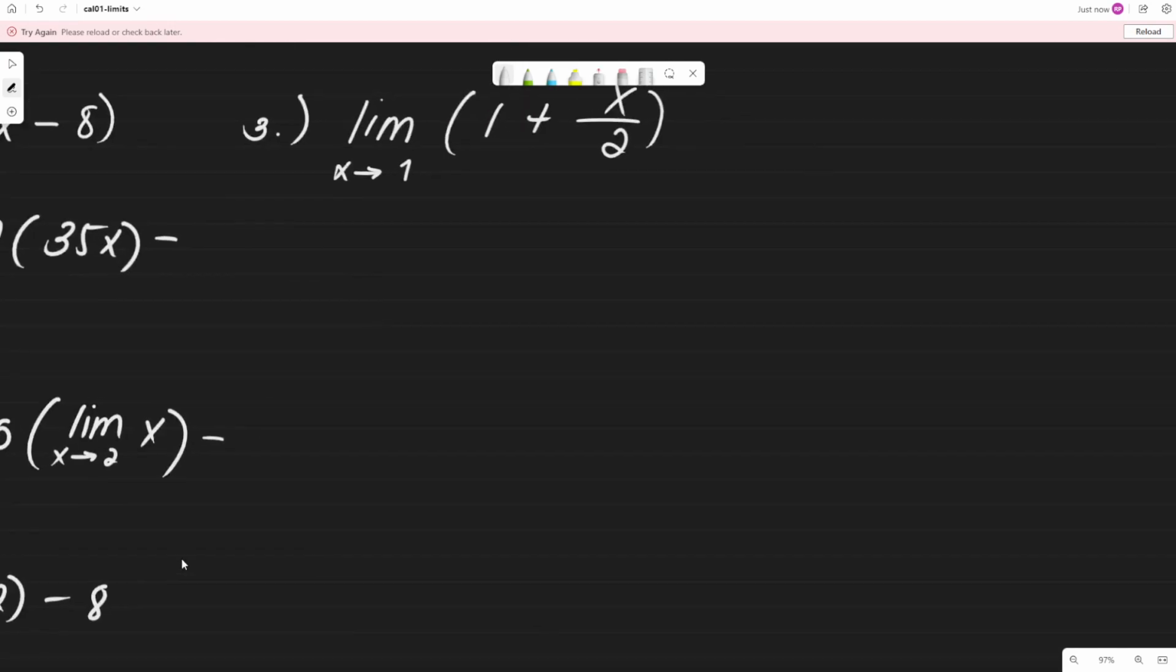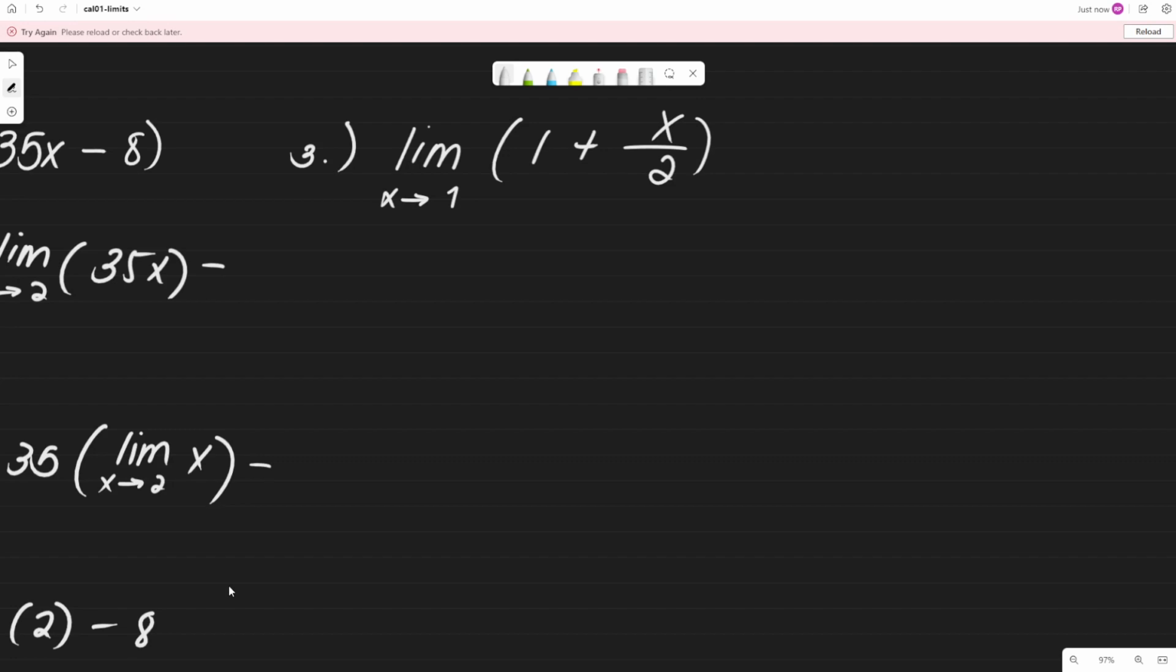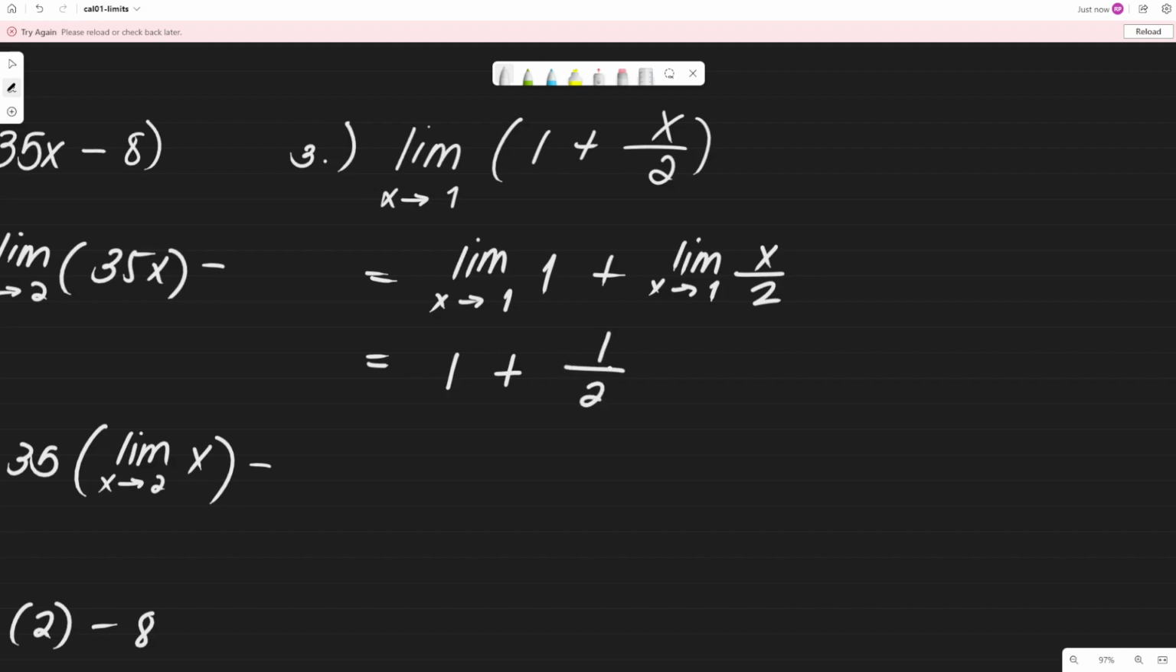Then we have here the limit of 1 plus x over 2, as x approaches 1. So we just distribute: the limit of 1 as x approaches 1 plus the limit of x over 2 as x approaches 1. So we have 1 plus 1 half. So this will become 2 over 2 plus 1 over 2, which gives us 3 over 2. So this is the answer to the limit of the function as x approaches 1.